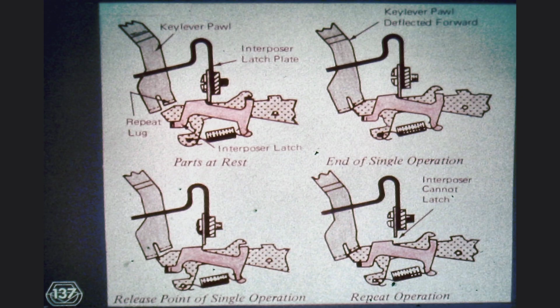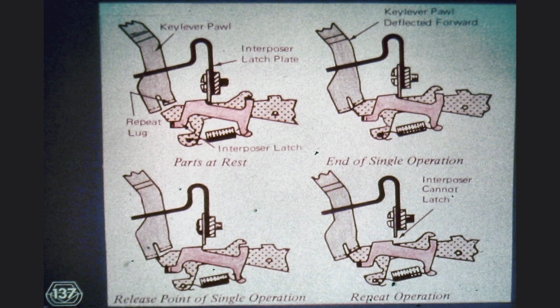It is adjustable by forming the guide plate, which holds the keylever pawl, and which in this drawing is erroneously labeled interposer latch plate. At the bottom left, we see the position of the parts after the keylever has been depressed until it stopped against the repeat stop plate. Evidently, this releases the interposer. When the keylever is held depressed in this position throughout the operation, we find that at the end of the operation, the parts assume the position depicted in the upper right corner of this drawing.